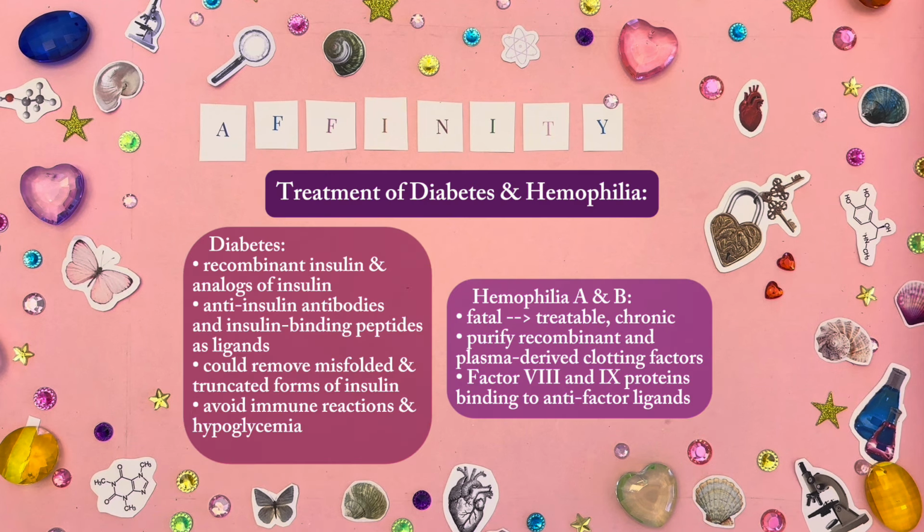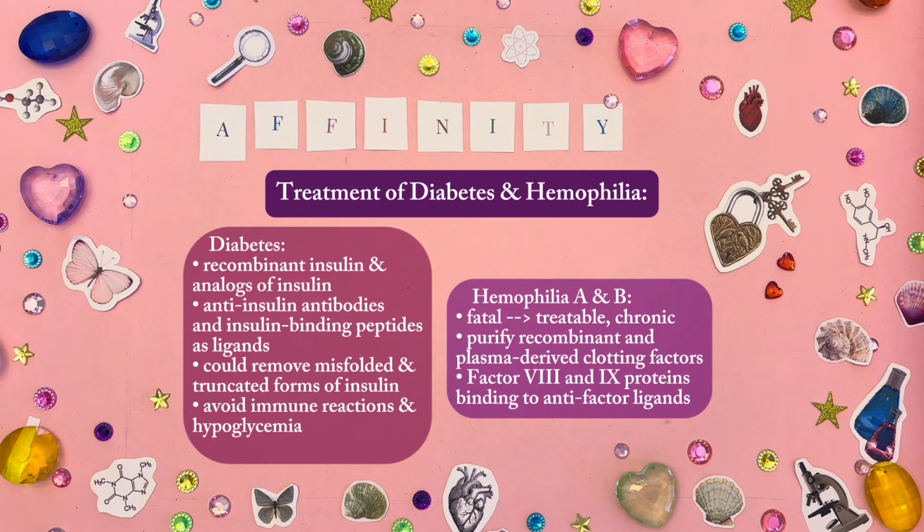Affinity chromatography also, like IEC, plays a role in the treatment of diabetes, specifically recombinant insulin and analogs of insulin. Before modern polishing steps became standard, immunoaffinity and peptide affinity were used to purify insulin. The ligand used was anti-insulin antibodies and insulin-binding peptides that were fixed to the column resin. Thanks to this method, misfolded or truncated forms of insulin could be removed, which was necessary to avoid immune reactions and hypoglycemia.